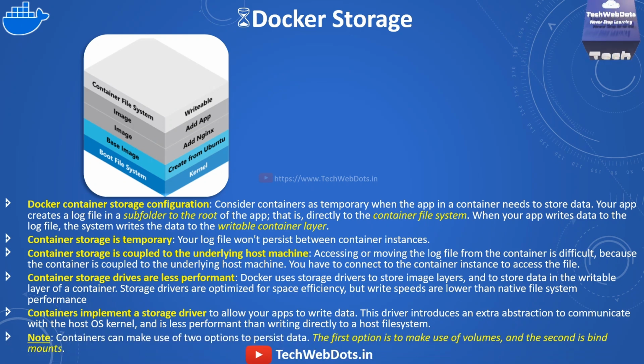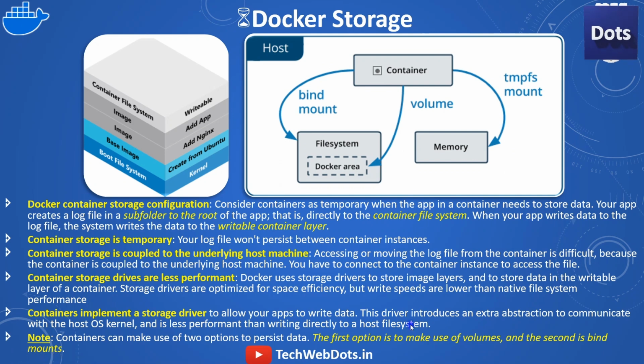Okay, the last and important point from the Docker storage point of view: you must be aware of some other options. A container can make use of two options to persist data. The first option is to make use of volumes, and the second is bind mounts. In this picture you can see a container can store data in the file system, and a container can also use a volume, an area dedicated to Docker only. And the third one is tmpfs, which is a temporary file system mount in memory space.